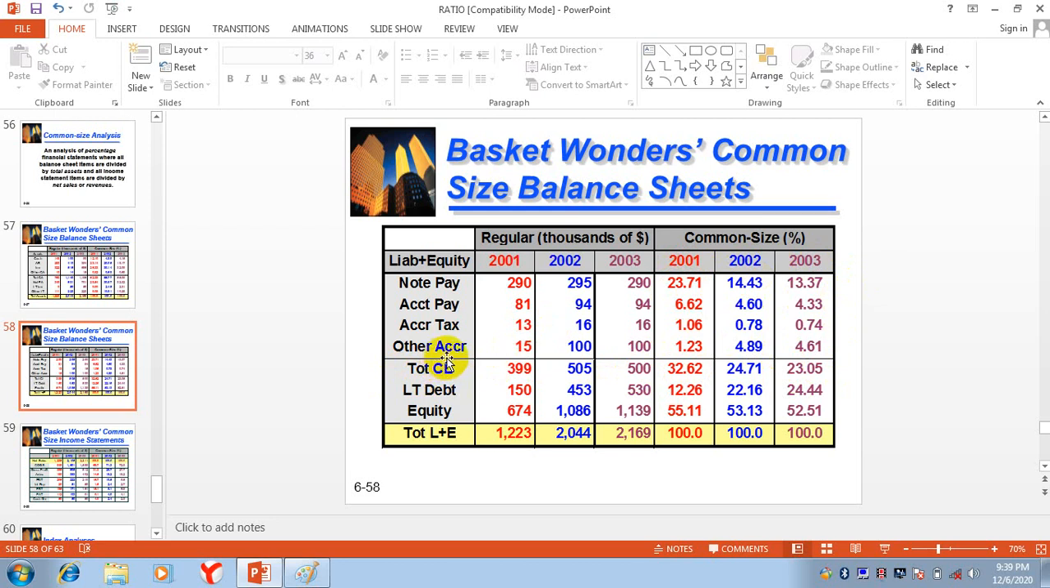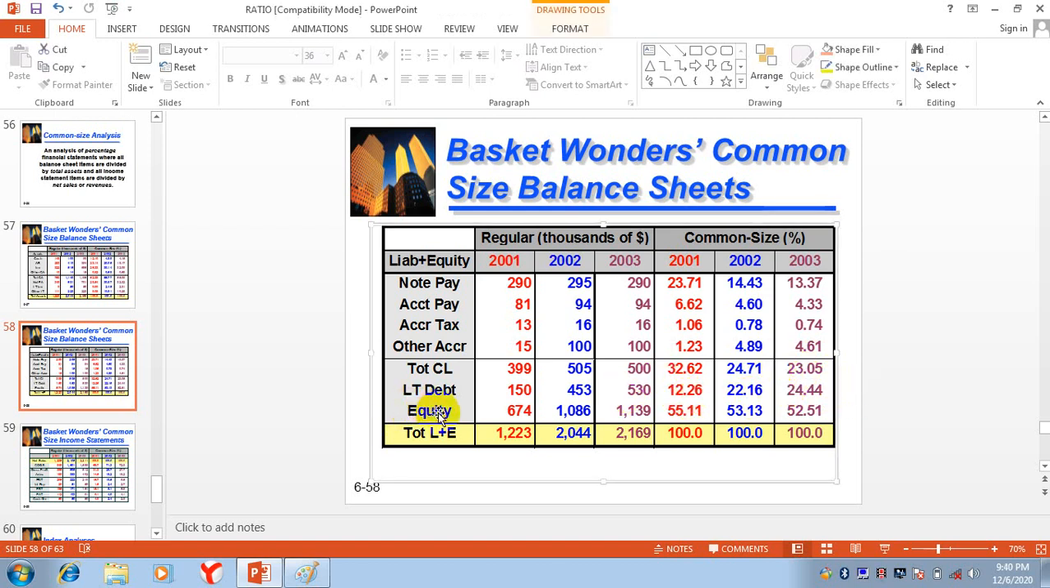So total current liabilities are going down, so it is showing the promptness, the quickness of the company in paying current liabilities. Long-term debt goes from 12 up to 22, then up to 24. So long-term debt is increasing, which is a good point, because the company is thinking about expansion in the business. That's why they are taking long-term debts.